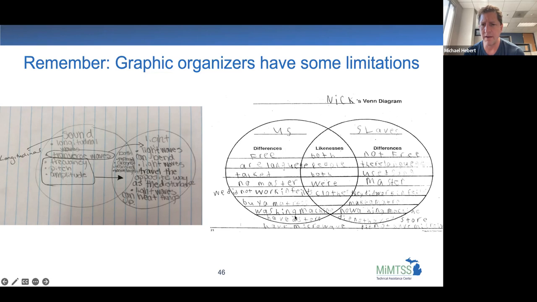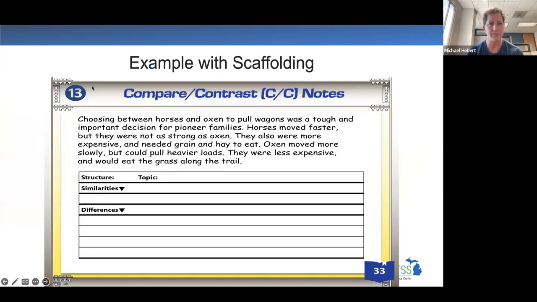But then also you get things like, oh, we have washing machines and a store and microwaves, and the slaves did not have microwaves, which is kind of, you know, you can get some strange ideas there. So we want to teach kids to stick to the topics that are in the reading as well. Here's an example with some scaffolding.